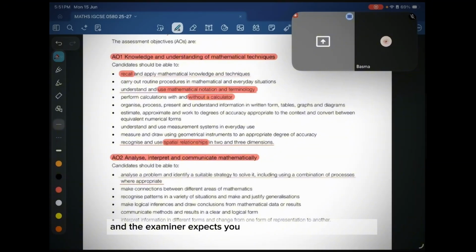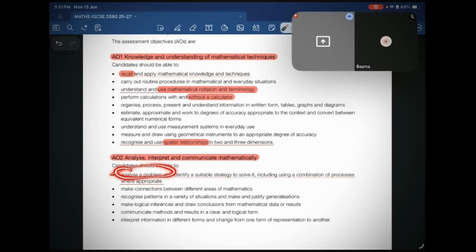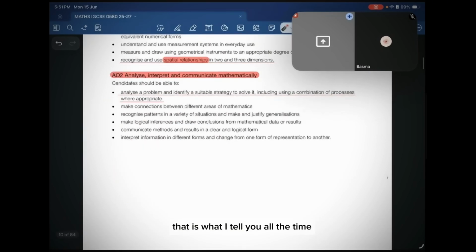And the examiner expects you to calculate one aspect of it. The first thing is identification of the problem. That is what I tell you all the time: whenever the examiner says calculate X, you need to label X on the diagram first. Analyze where the problem actually exists. Clear? And then identify a suitable strategy to solve it. This is extremely important. The identification of a suitable strategy to solve it is so important.